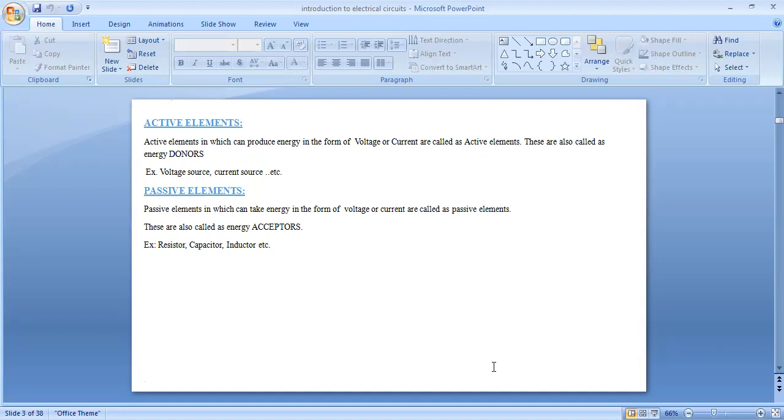Next, passive elements. Passive elements, which can take energy in the form of voltage or current, are called passive elements. Examples of passive elements are resistor, capacitor, and inductor. So these resistor, capacitor, and inductors take the energy from the source. So that's why they are called energy acceptors. So any network consisting of RLC parameters is called a passive network.